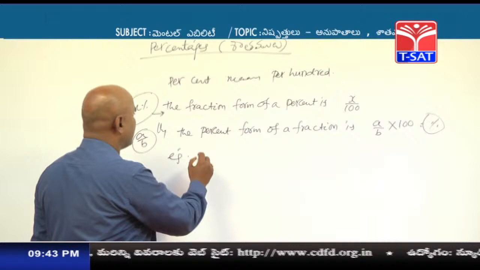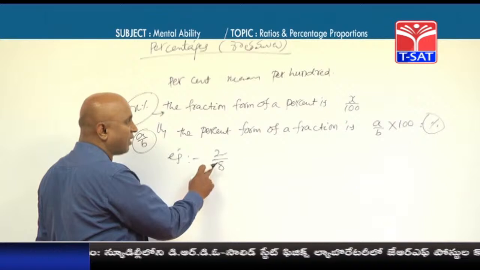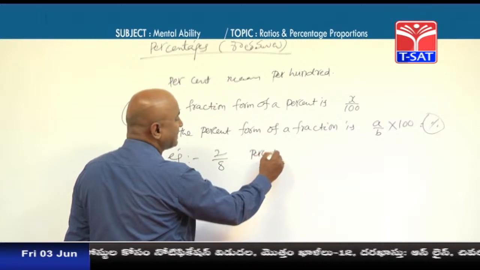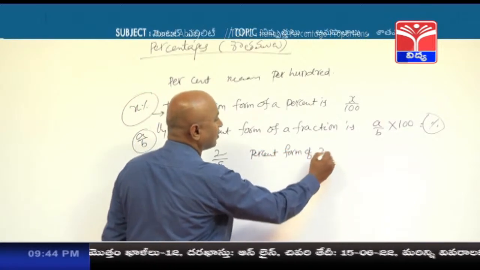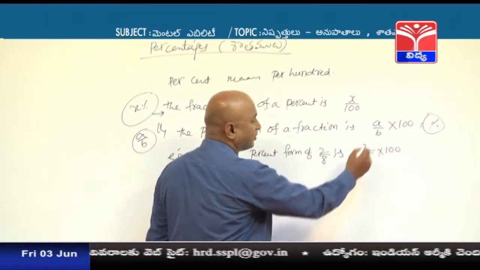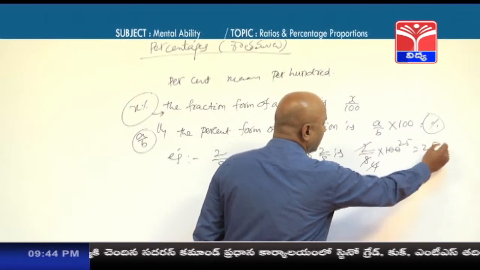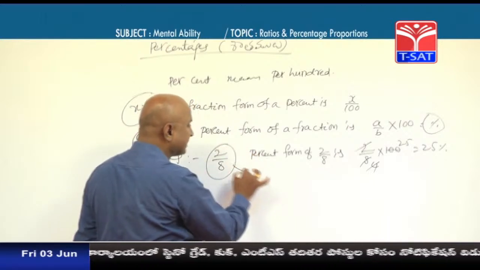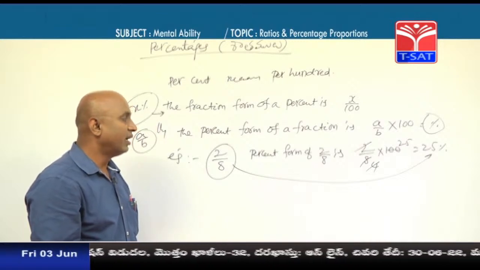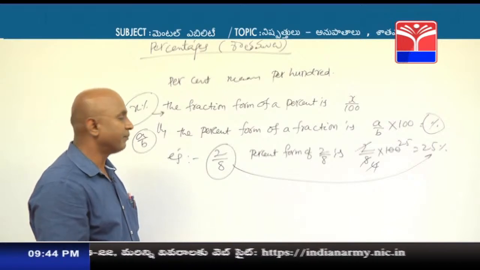Examples. Suppose 2/8 is a fraction. What is the percent form of 2/8? Percent form of 2/8 is equal to 2/8 into 100. That is, 2 ones are 2, 2 fours are 8, 4 ones are 4, 4 25s are 100. So 2/8 is nothing but 25%. So in order to change a fraction into a percentage, we have to multiply that fraction with 100.